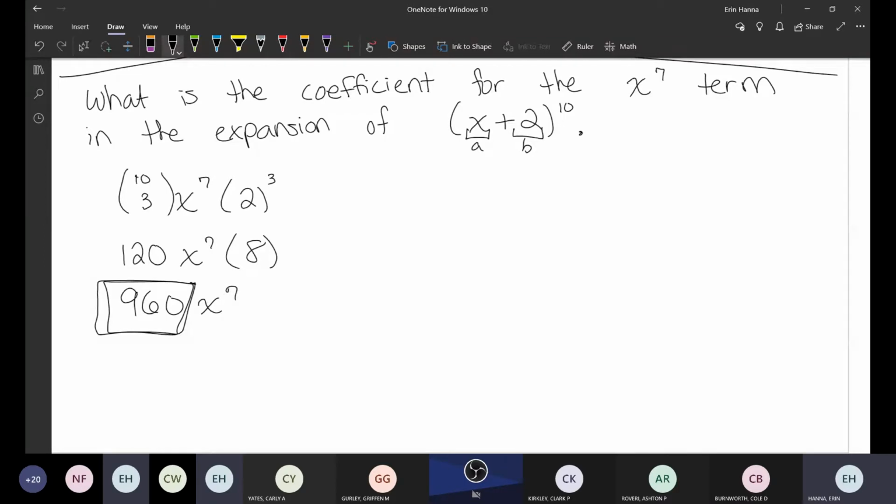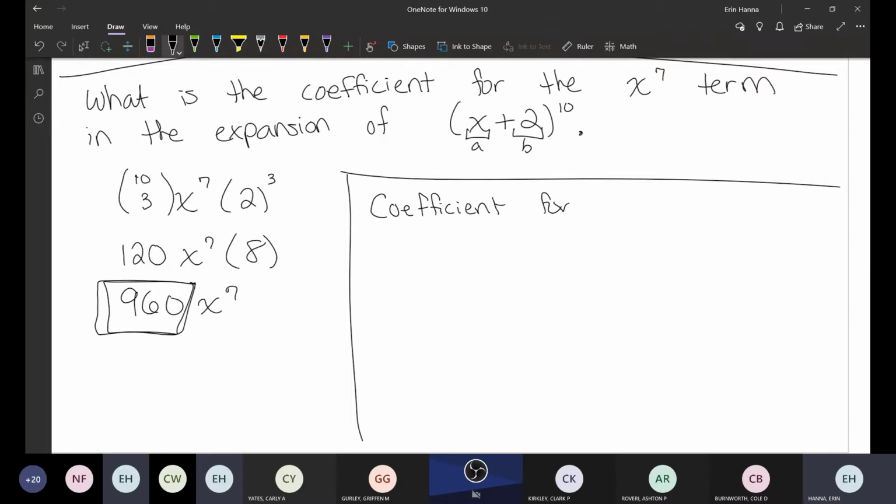So sorry about that. Let me do one other quick one. The thing that I mistakenly said was that you only cared about the choose thing in the front, but you actually care about the whole entire piece. So what if we did another one really quick? Say I wanted the coefficient for, let's say, the x to the 4th term in the expansion of, let's do 2x plus 3 to the 6th.